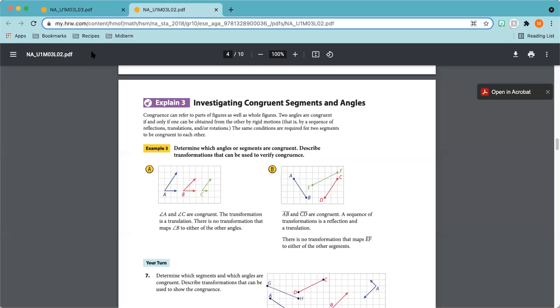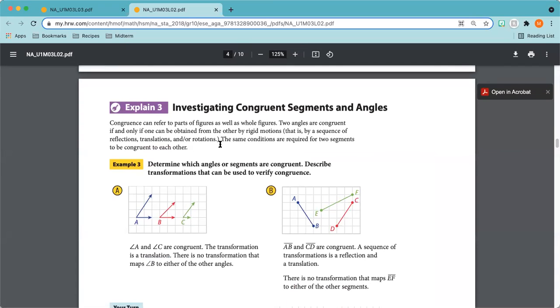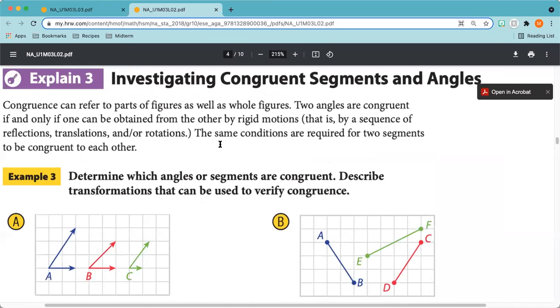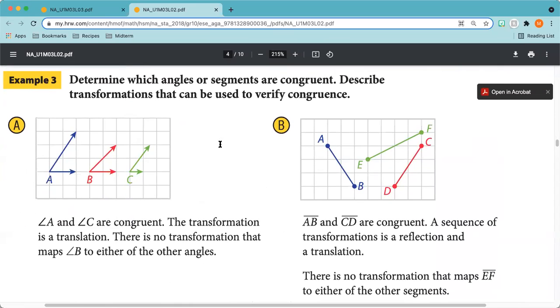There you go. This part isn't the best. Basically what it's saying is, looking at these images, let's see if I zoom in a little closer, determine which angles or segments are congruent. Describe the transformation.